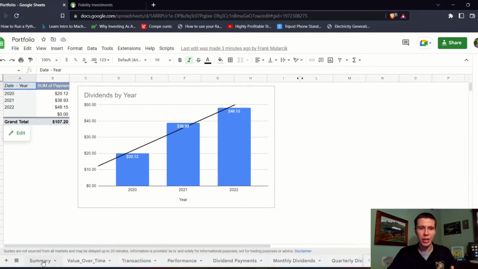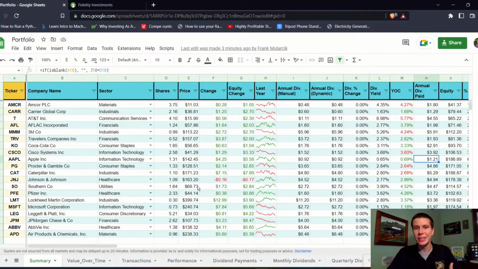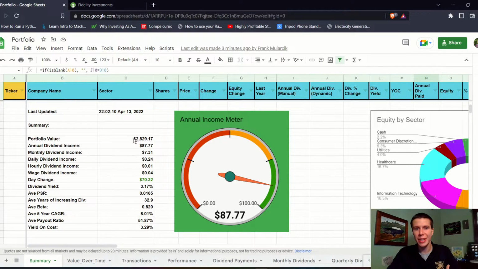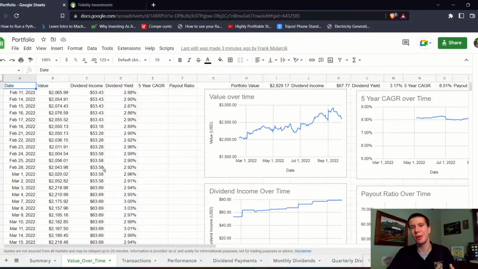And we can also look back at our summary to see how things have changed. The portfolio value is now at $2,829, and the dividend income is at $87.77. So up about $8 or $9, if I recall correctly. The yield has gone down a little bit, and the average 5-year dividend CAGR has gone down just a tad bit. And if we look at this value over time, this is what I was talking about before.